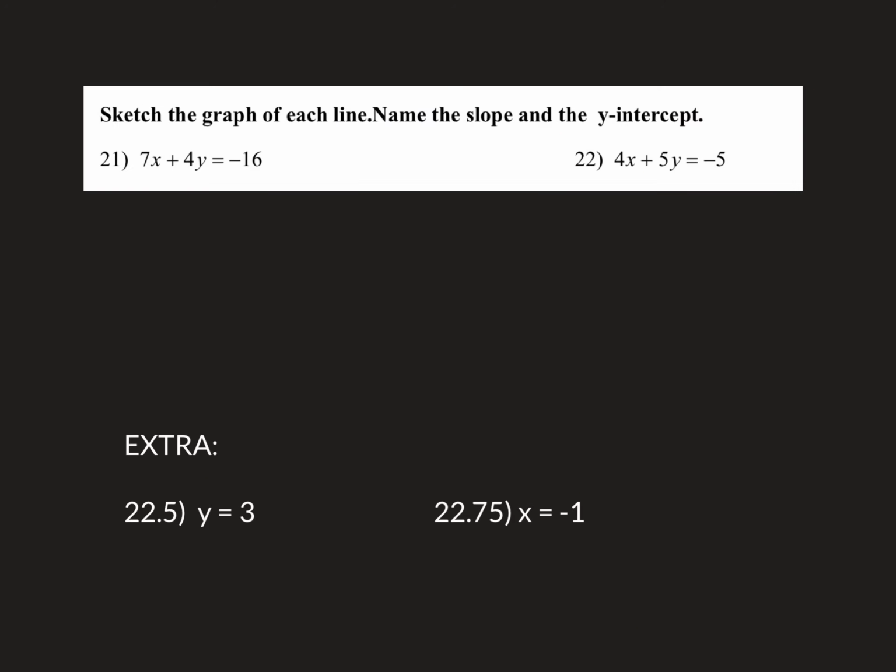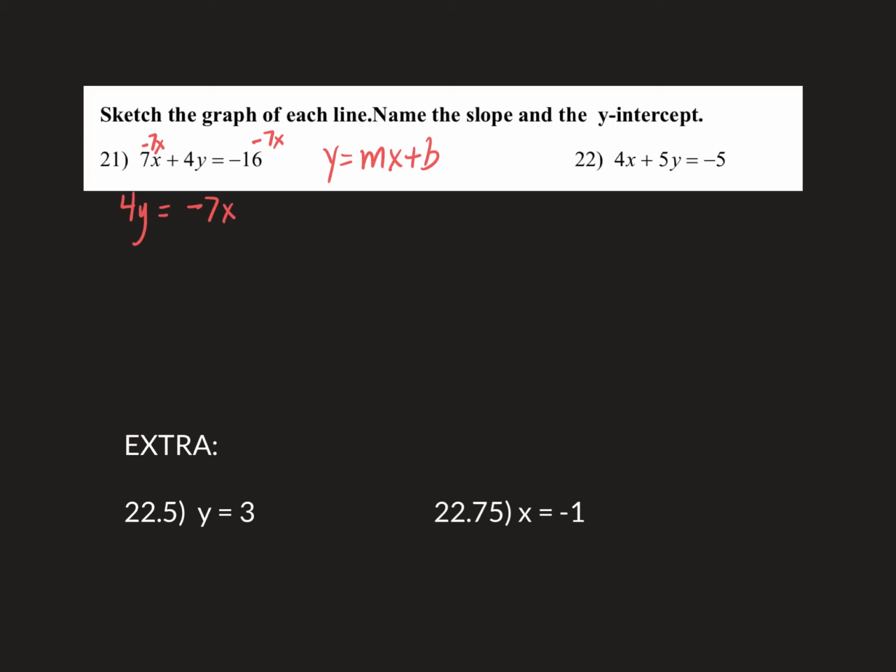Okay, so for number 21, we're going to name the slope and the y-intercept, and then we're going to sketch the graph. I am going to put both of these in slope-intercept form, y equals mx plus b. They're both in standard form right now, so I'm going to move the x to the left. Make sure you show your work if it's not in slope-intercept form.